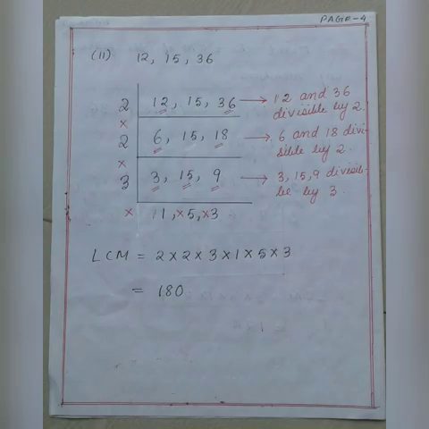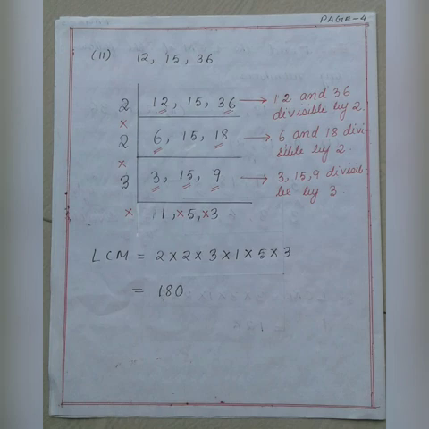Now let us check with the next question. I have to find the LCM of 12, 15 and 36. I have written 12, 15 and 36 in one row, separated by commas.